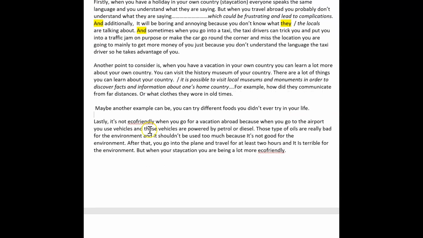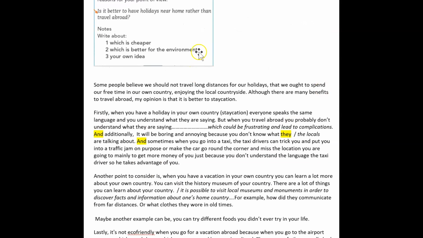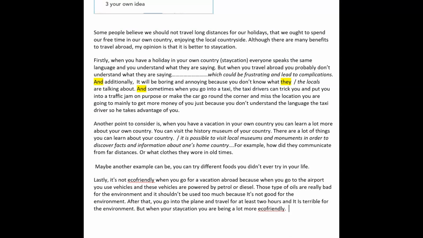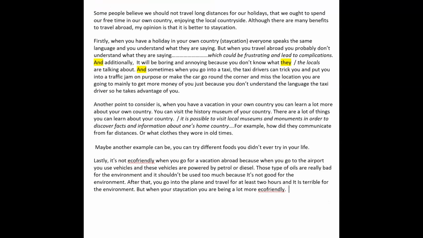Eco-friendly. To go for a vacation abroad, because when you go to the airport you use vehicles, it's not good for the environment. Okay, what about flying? You go into a plane, travel for 2 hours. Good. So you have talked about the environment, you have given me lots of your own ideas, you haven't talked about which is cheaper. So you would need to talk about that. If you're going to get full marks for answering the question, you do need to talk about that as well. But I like what you've done.